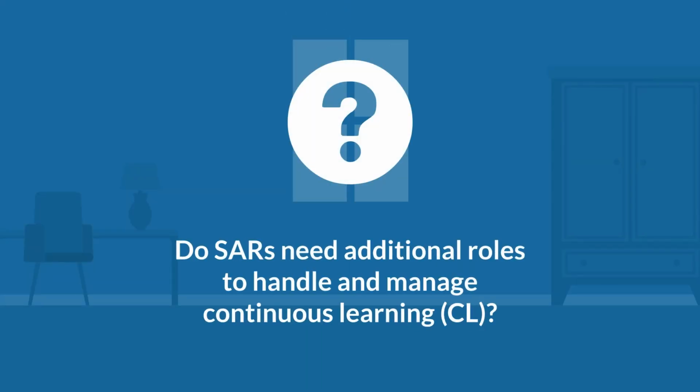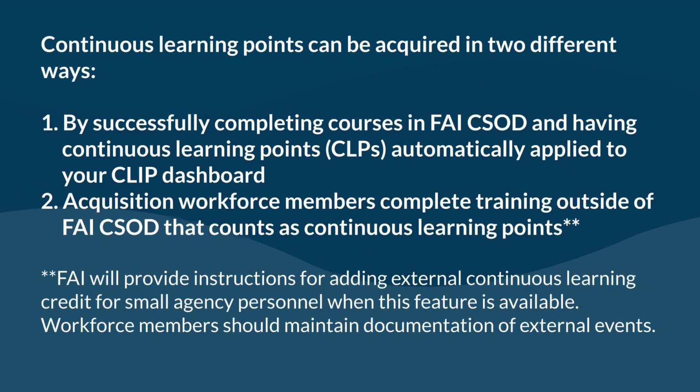Question: do SARs need additional roles to handle and manage continuous learning? Continuous learning points can be acquired in two different ways. First, by successfully completing courses in FAI CSOD and having continuous learning points, or CLPs, automatically applied to your CLIP dashboard, and, second, acquisition workforce members completing training outside of FAI CSOD that counts as continuous learning points. FAI will provide instructions for adding external continuous learning credit for small agency personnel when this feature is available. Workforce members should maintain documentation of external events.